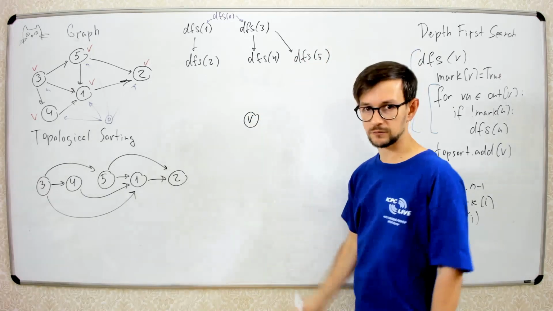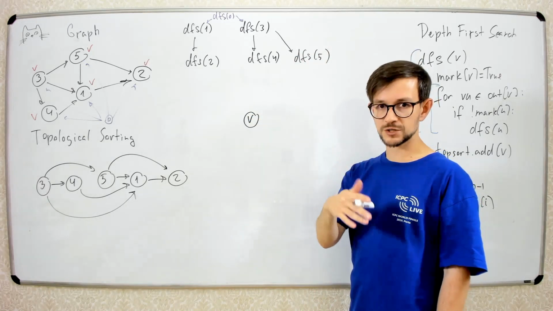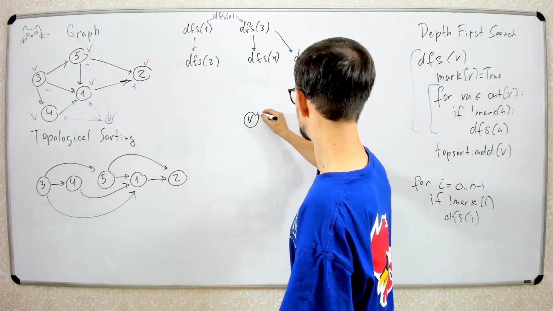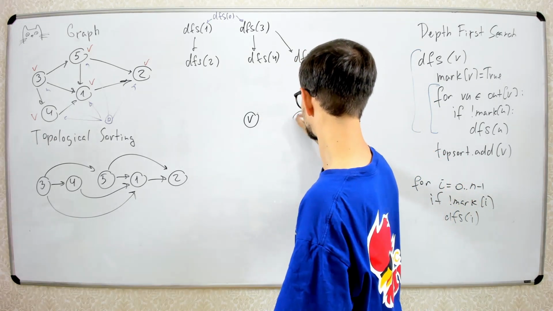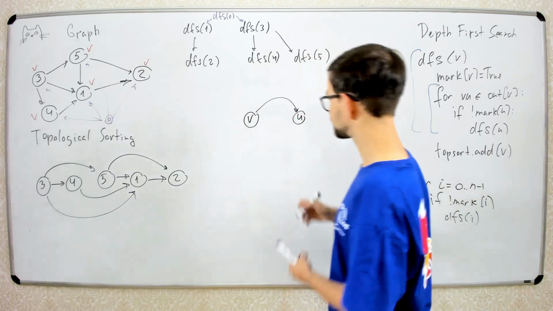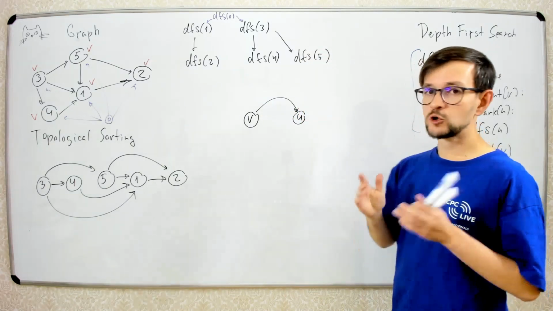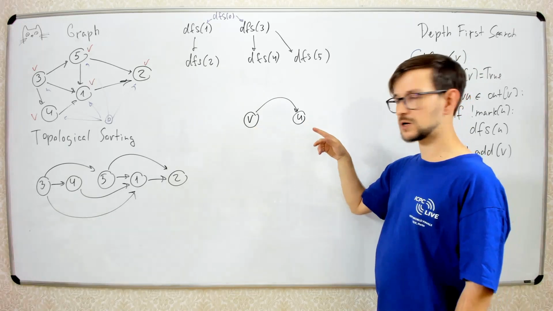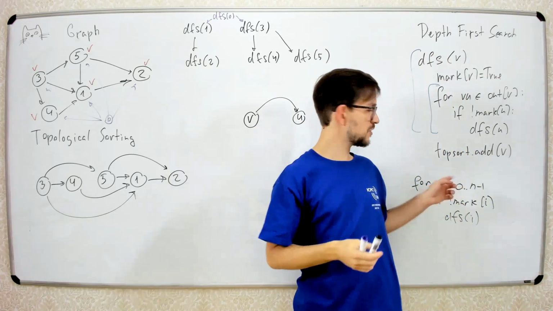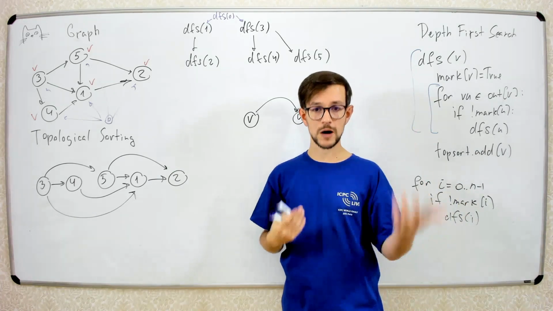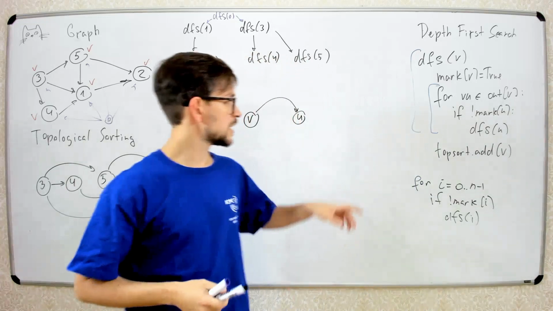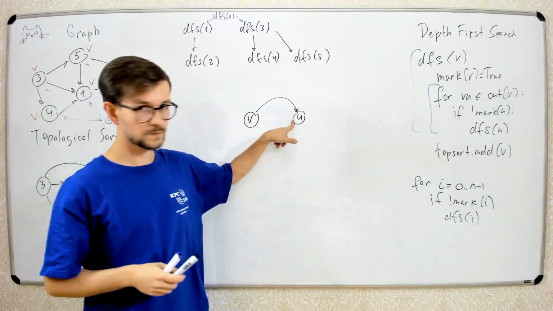So let's take the node V. Let's look at all edges going from this node V. From this node V, you have some edge to node U. We need to prove that this edge goes from left to right. So vertex U must be added to this list before node V. Why is this true? Well, because in this loop, we actually found this edge.